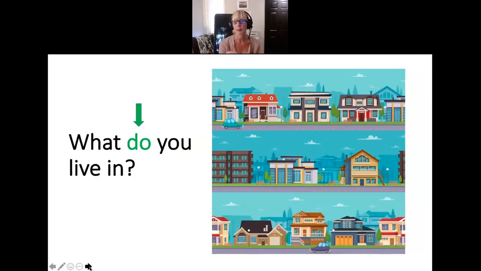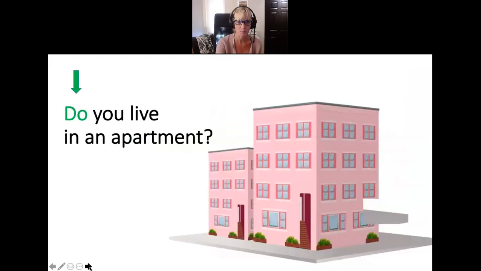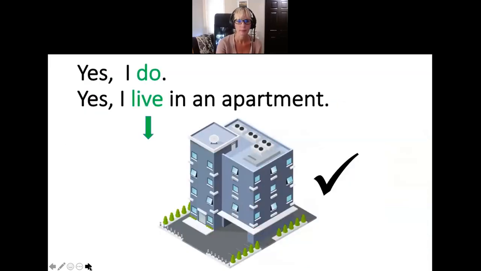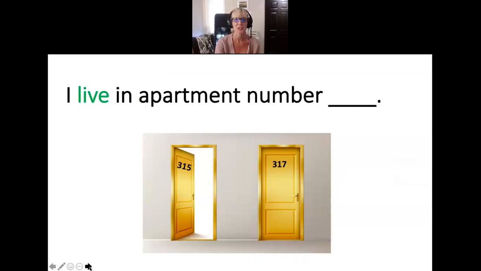Now, let's talk about the kinds of places you can live, the kinds of housing available in Canada. What do you live in? These are the answers. Do you live in an apartment? Yes, I do. I live in an apartment. Or, oops, we're not finished. I live in apartment number 315.